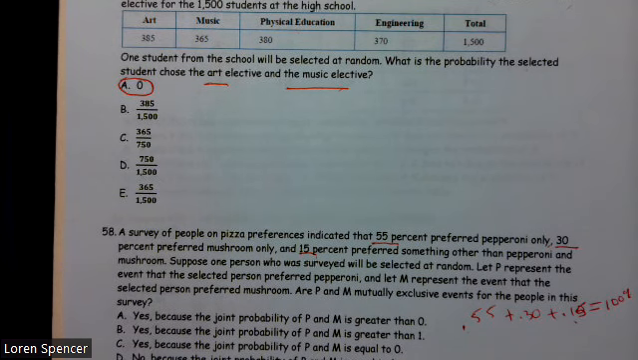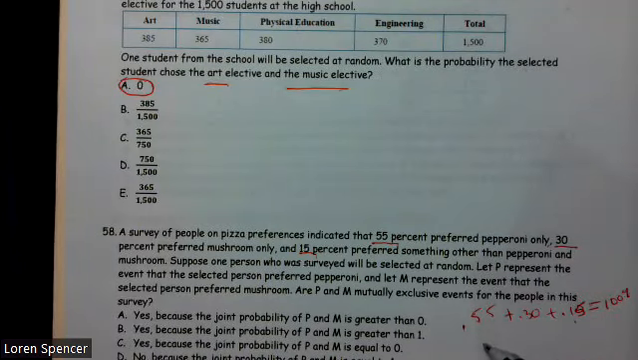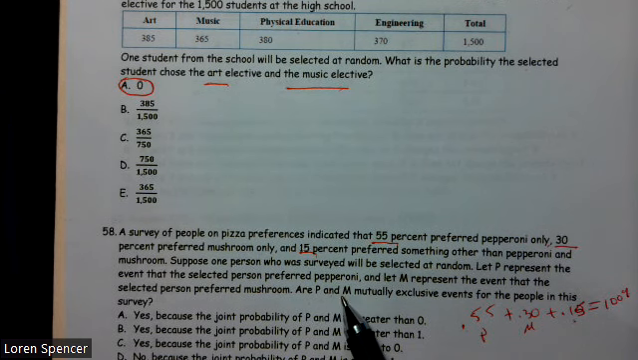So suppose one person who was surveyed will be selected at random. Let P represent the probability they preferred pepperoni, M the probability they preferred mushroom. Are P and M mutually exclusive events? Well, we just showed here that it sums up to 100%. So consequently, there's no overlap. So are they mutually exclusive? Yes, they are.